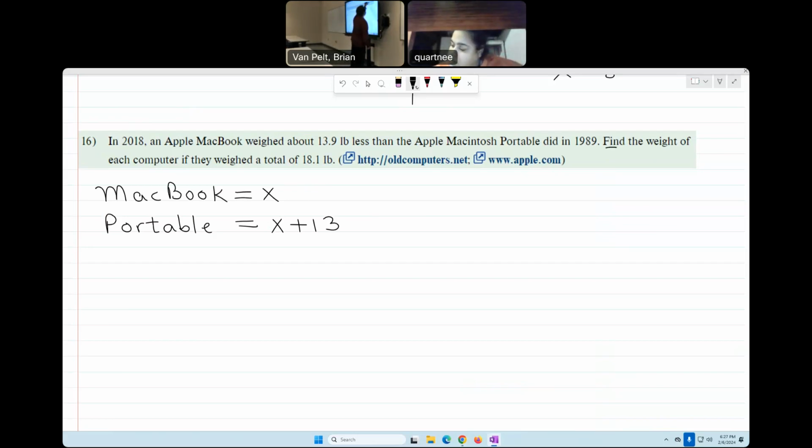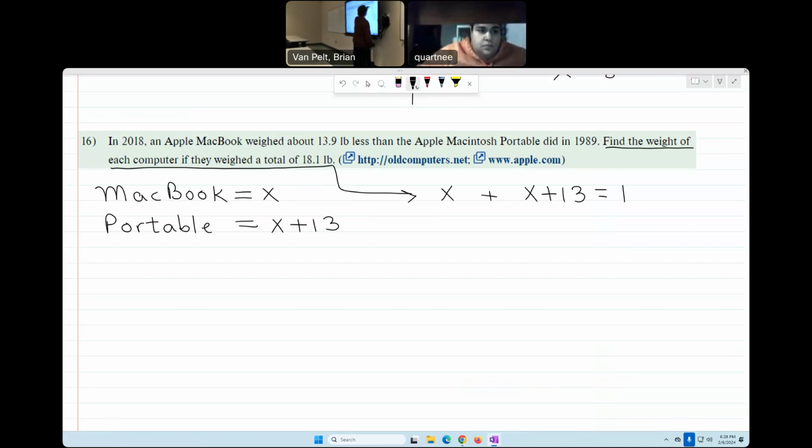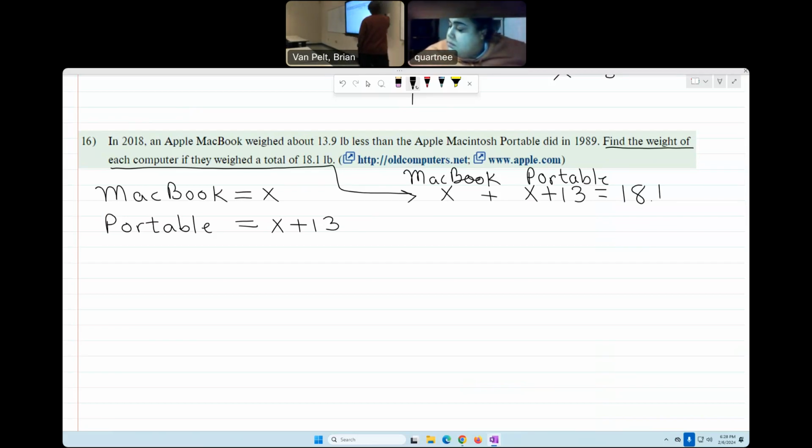So this last sentence here gives us the equation. We have the MacBook plus the portable equals a total of how much? 18.1. You can see we're in the same spot as before, aren't we? Once I know the value of X, I will have both answers. So this was the MacBook. And over here is the portable. So tell me, what do we do next? Put two X's together. Right? It's almost identical steps, isn't it? Okay.